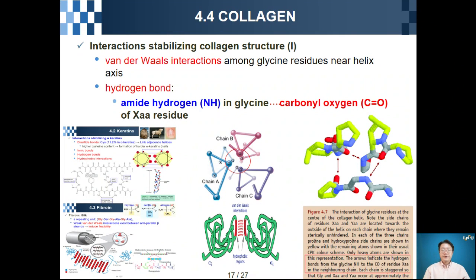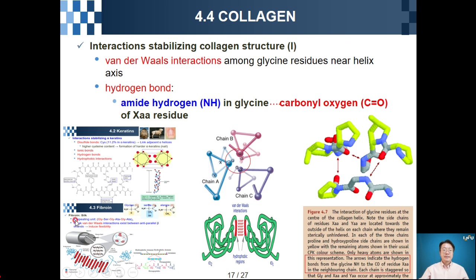So in this slide, we will learn the interactions stabilizing collagen structure. Previously, we learned the interactions stabilizing alpha keratin and also fibroin. In alpha keratin, there was the strong disulfide bond between cysteine residues, and also ionic bonds and hydrogen bonds, and finally a hydrophobic interaction between the A and D regions, where amino acids such as leucine, isoleucine, valine or alanine, which have aliphatic side chains, are located. That's why the hydrophobic interactions happen.